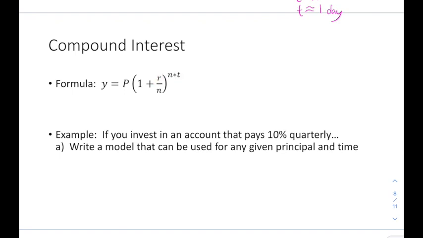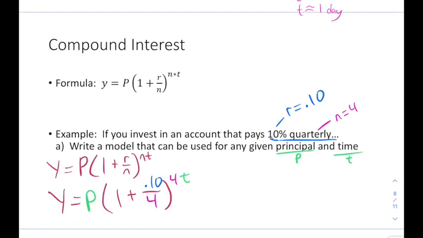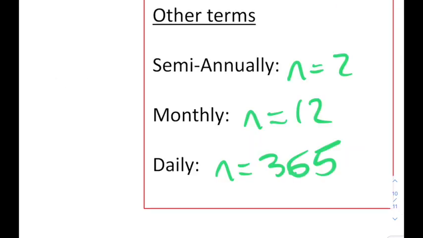If we invest in an account that pays 10% quarterly, our rate is 0.10, the number of compounds per time period would be 4, and we don't know principal and time, so those will be left as P and T. So let's fill out the model. So I plug in all of those important pieces of information, and here's our model for that interest rate and that number of compounds. Here's a little guide to some of the popular terms that could be used for the number of compounds and what number of compounds goes with it.